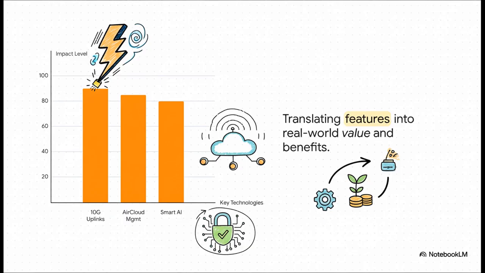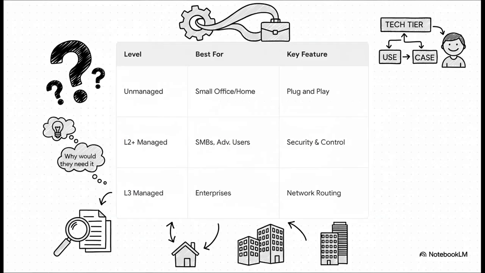And we can do this for all the other key technologies we found. 10G uplinks? That just means crazy fast speed. Air cloud management? That means you can control everything from one simple place. Smart AI? Well, that's smarter, more intelligent security. It's all about translating the jargon into actual value. You know, a simple table like this is an amazing tool. It takes really complicated technical stuff like L2 plus or L3 managed and just makes it simple. It answers the most important questions. Who is this for? And why would they want it? Suddenly, the whole product line makes sense to everybody, not just the super technical folks.